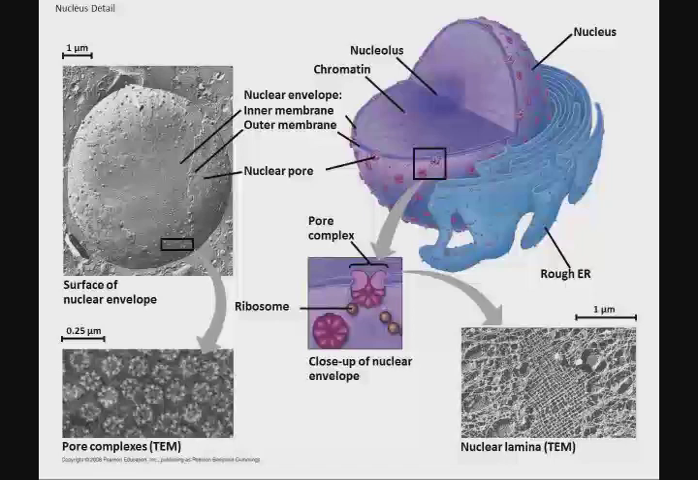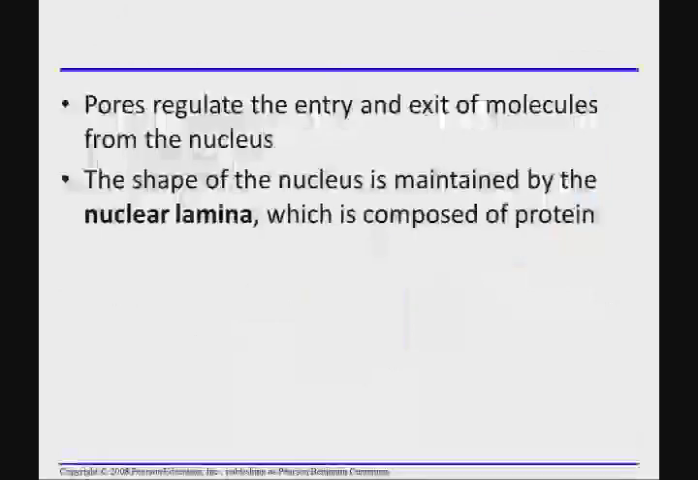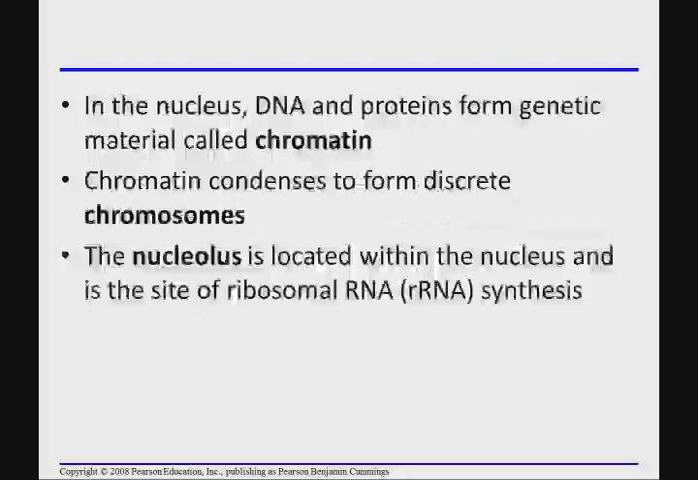Now, in addition, you can see this transmission electron micrograph of the nuclear lamina. And so that is a whole skeleton of protein fibers that you see just underneath the nuclear envelope that provides support and shape to the nucleus. This is going to become important when we talk about when the nucleus degrades or breaks down during cell replication. Right? So we have pores that control movement into and out of the nucleus, as well as the nuclear lamina as part of the anatomy of the nucleus.